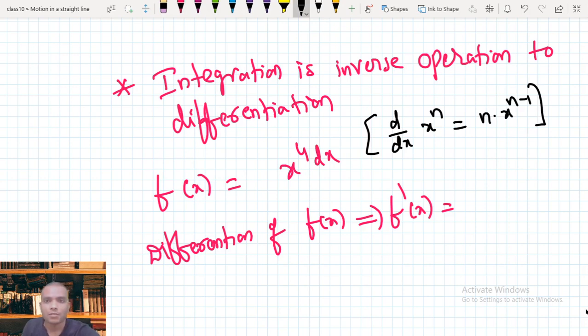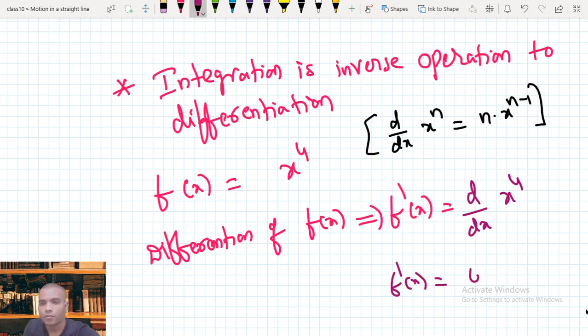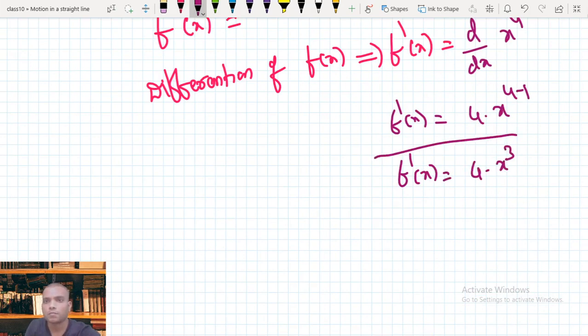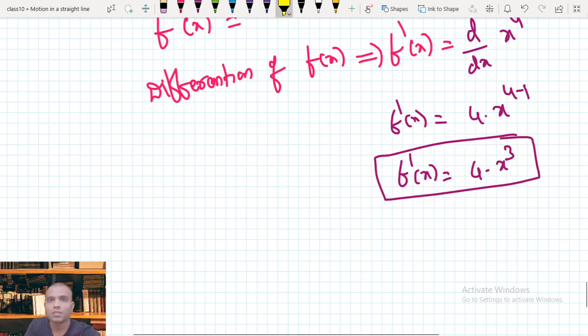So f dash x here equals d by dx of x power 4, which equals 4 times x power 4 minus 1. So f dash x equals 4 times x power 3. So this is the differentiation function that I got.